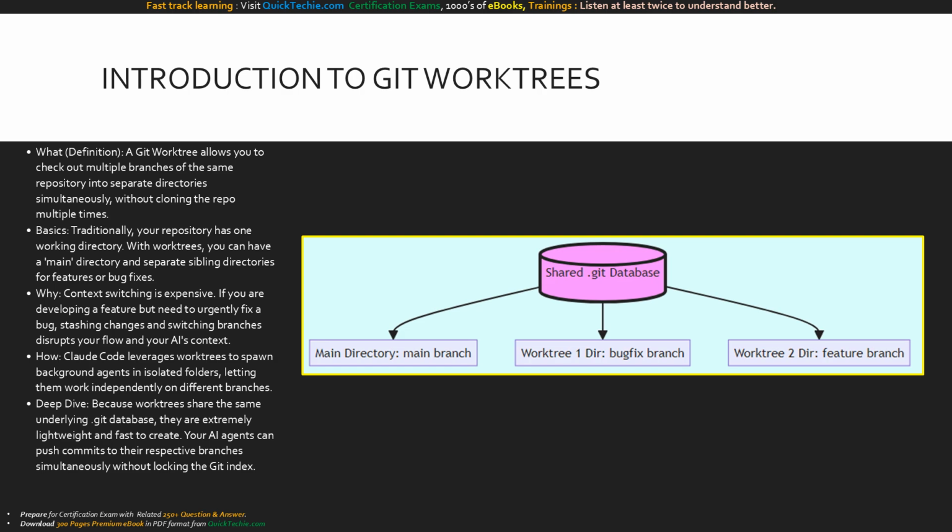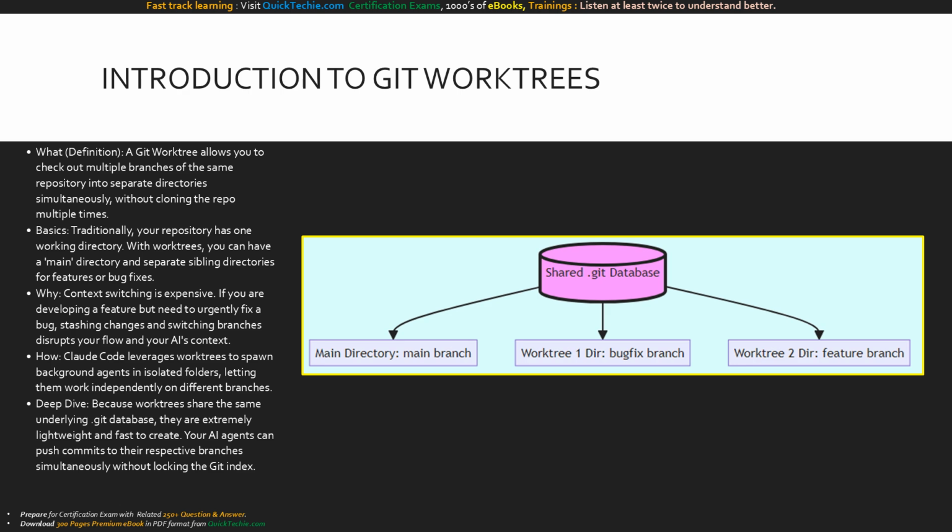How does Claude solve this? It leverages Worktrees to give each task its own physical directory. In our deep dive, we realized that because Worktrees share the same .git database, they're incredibly lightweight. You can run multiple agents pushing commits concurrently without corrupting your repository.